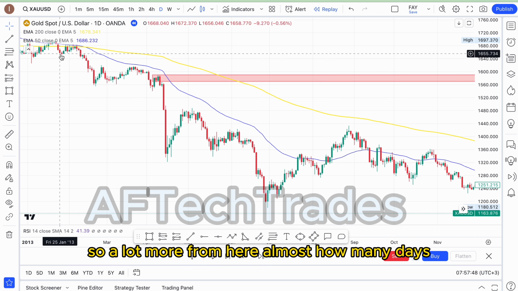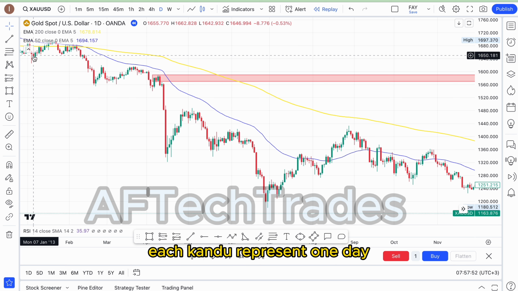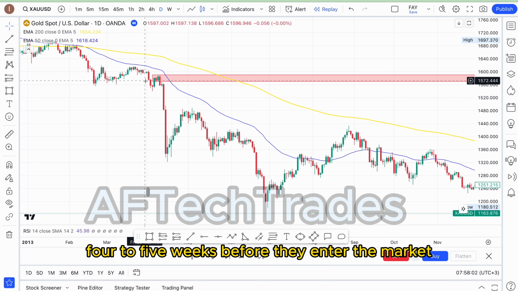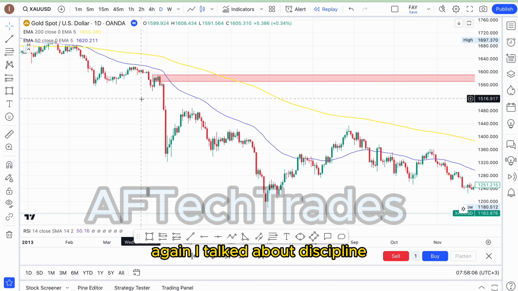So a lot more from here. Almost how many days? If you count the candles, each candle represents 1 day. If I count the candle from here, this is more like 4 to 5 weeks before they entered the market. Again, I talked about discipline.